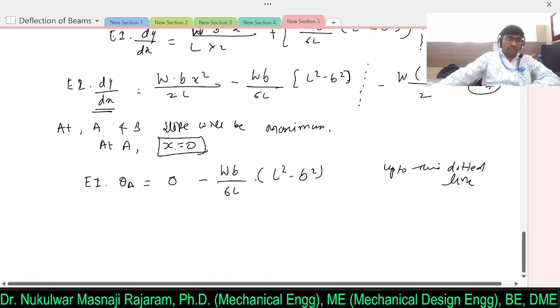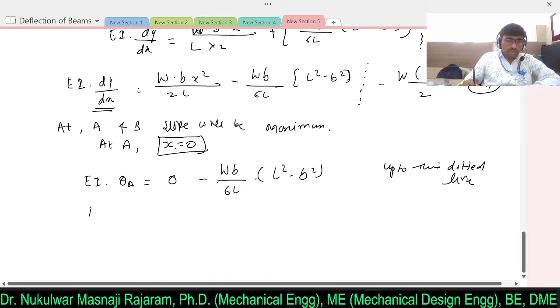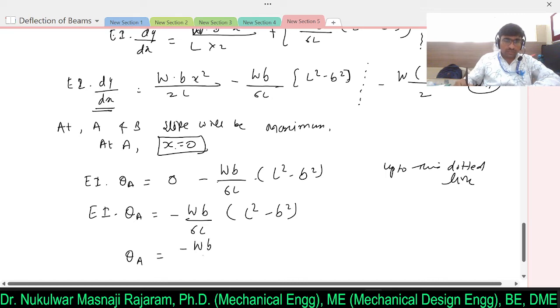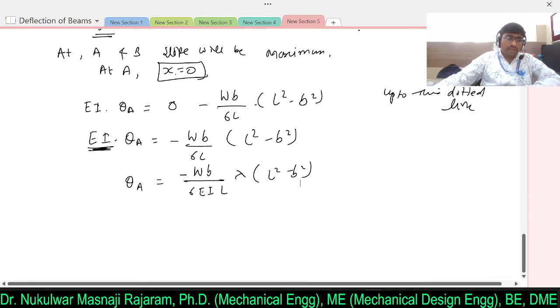Clear? So EI into theta A equal to WB divided by 6L, then L square minus B square. If I want the slope at A, then I can write WB divided by 6 EIL, so I am just transferring EI to that side, into L square minus B square. Clear? By substituting the value, okay, so this will be the slope.